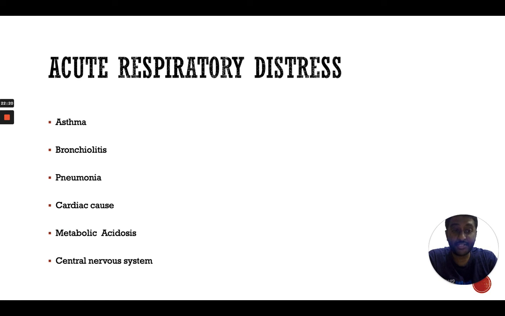So these are the conditions in pediatrics which can cause acute respiratory distress. This list is not exhaustive, so asthma, bronchiolitis, pneumonia. It can be a cardiac cause of V's. Okay, and sorry, these are the lists which cause acute respiratory distress: asthma, bronchiolitis, pneumonia, cardiac cause, metabolic cause like DKA also is common, and central nervous system cause.